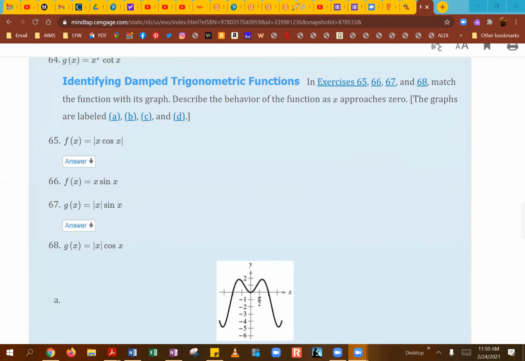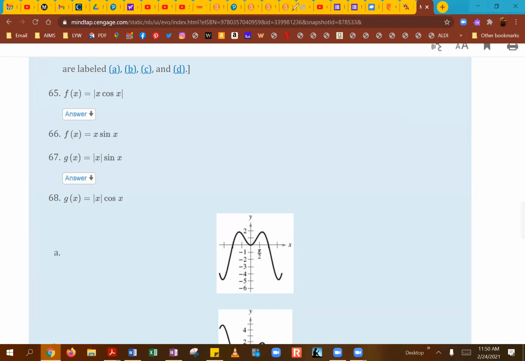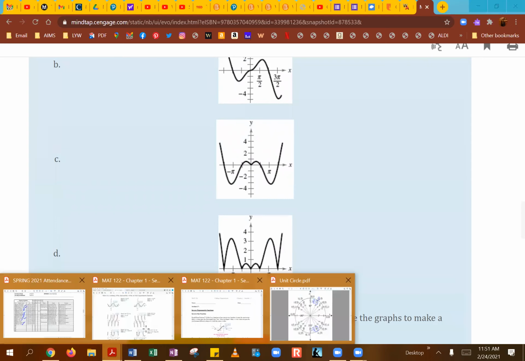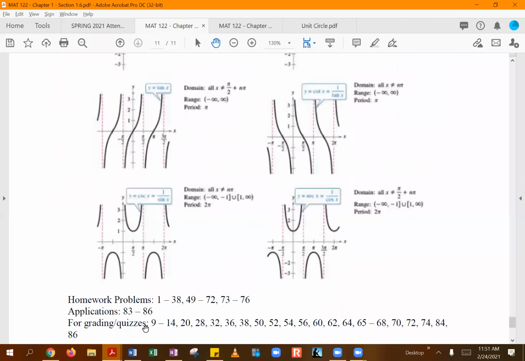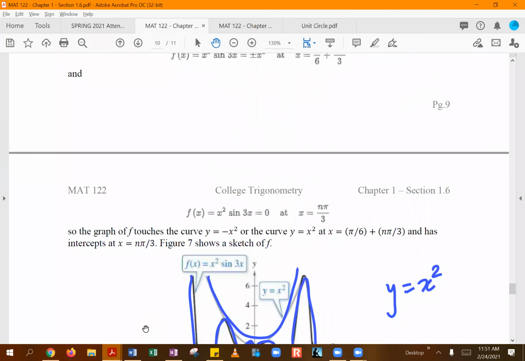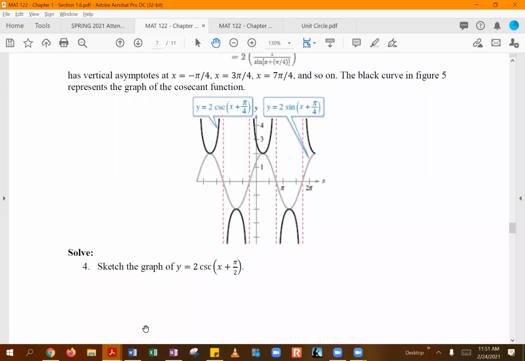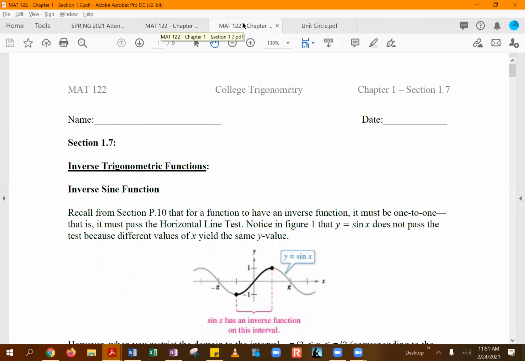So you will see questions similar to this on your homework also, where they're going to have you matching these functions that are being multiplied by that damping factor and how it changes the graph for your function. All right, guys, so that was the last part that I wanted to talk about from section 1.6. So again, most of it is that graphing we saw last time. So just make sure you are comfortable with that. If you have any questions, let me know.